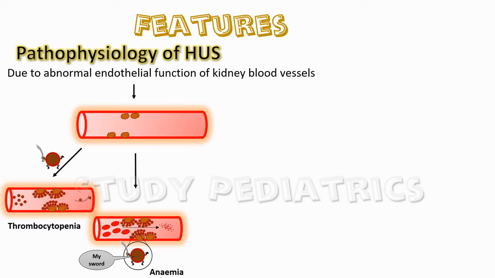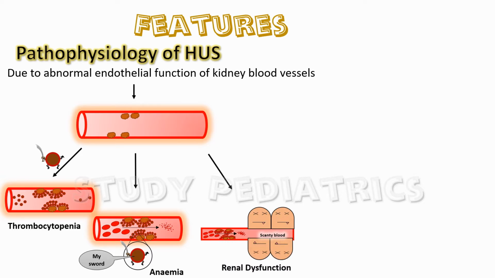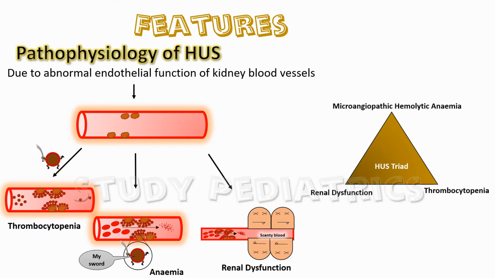The narrowing of renal vessels along with the breakdown of RBC together causes decrease in the blood supply to renal tissue, resulting in renal dysfunction. All these three features can be seen in the HUS triad. Now let's come to the types of HUS.